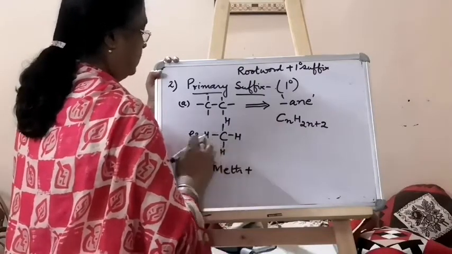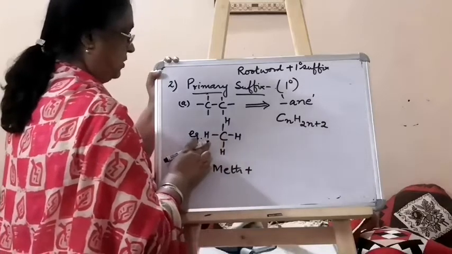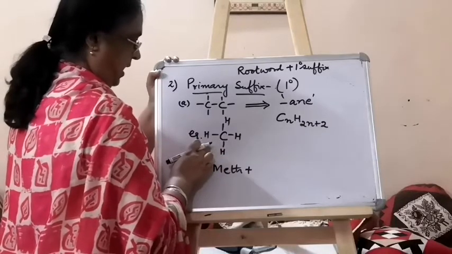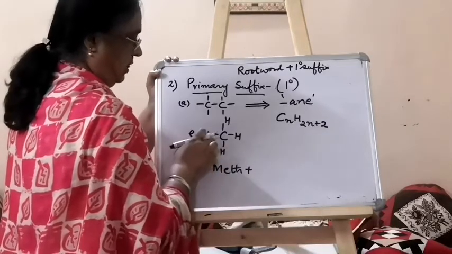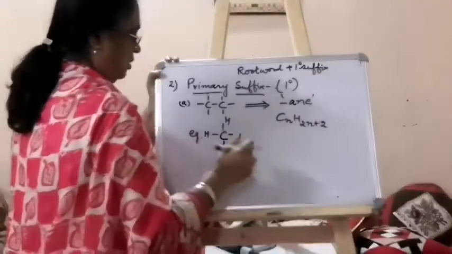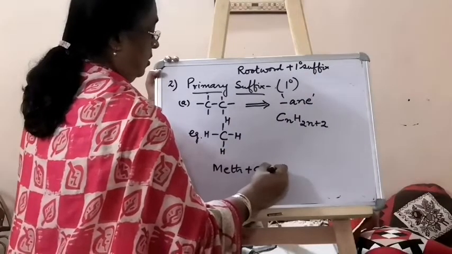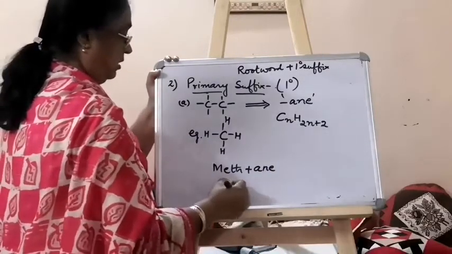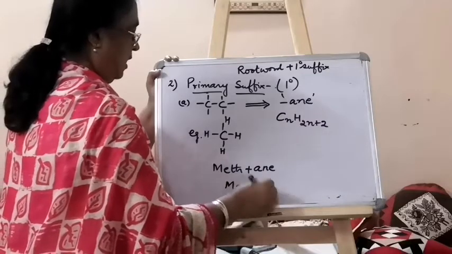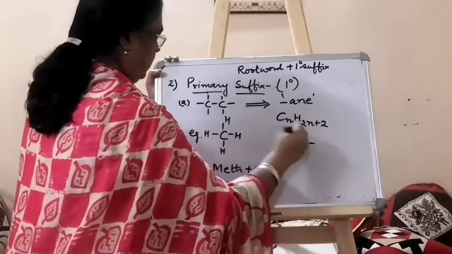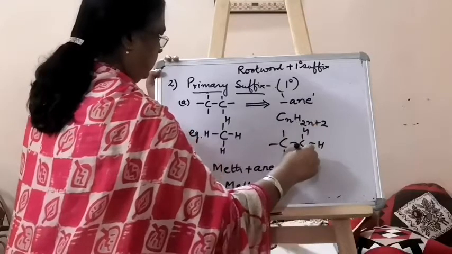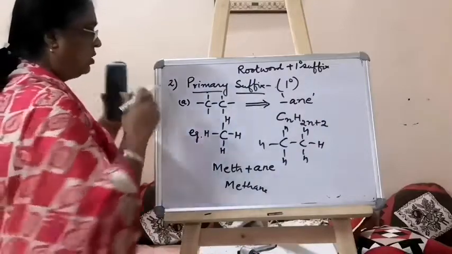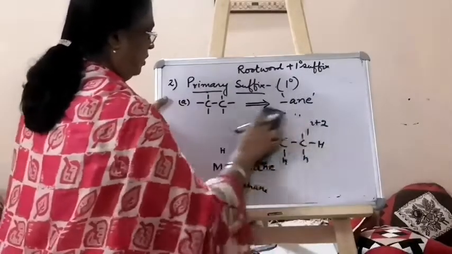And the primary suffix is only the single bond here. In case of one carbon, we don't have a carbon-carbon chain, but we have carbon-hydrogen, but around carbon, all the 4 bonds are single. So your primary suffix will be ane, and so we call it methane. If we have 2 carbons, you know this is very simple, you have done it in class 10. So this is ethane.